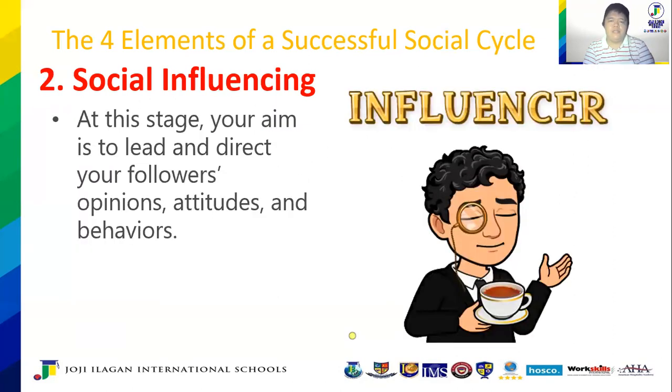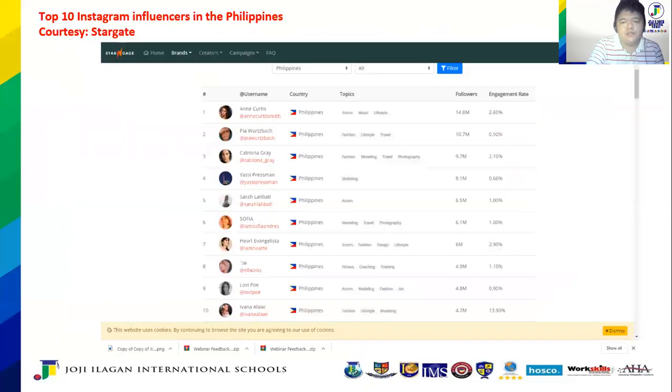Okay, next element of a successful social media cycle is all about social influencing. It's your aim to lead your followers to what they are talking about, what they are thinking about you, what is their attitude towards your business. It's all about how you influence your customers. Just to give you a particular perspective, in the Philippines, there are so-called influencers, people who are very influential when it comes to promoting businesses or just sharing what they do.